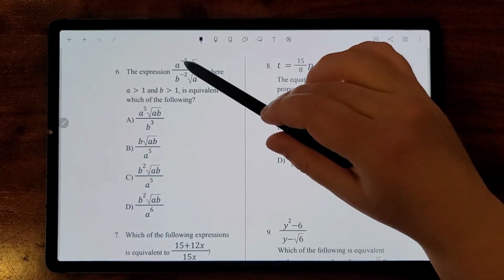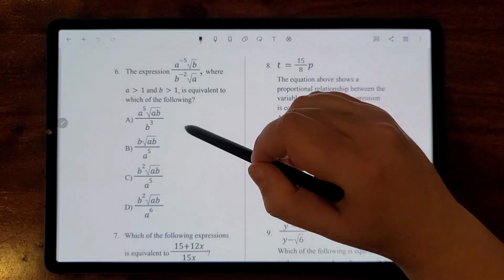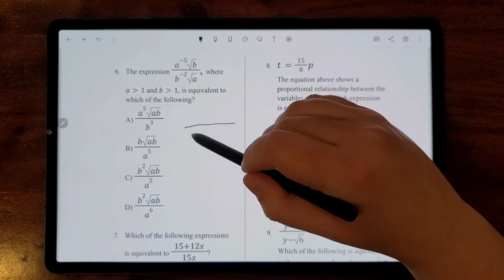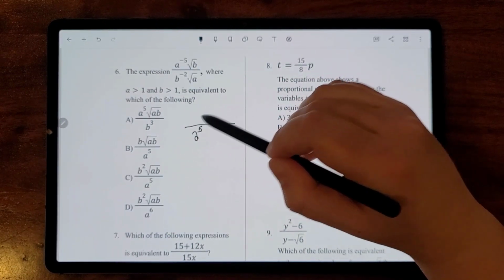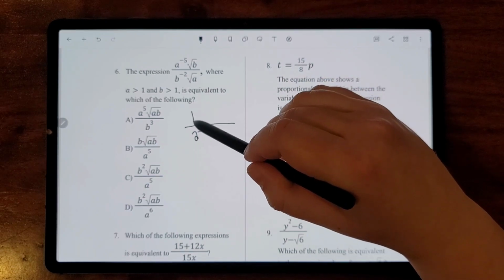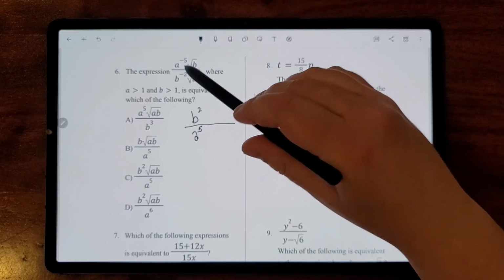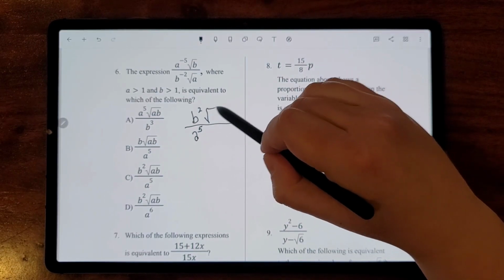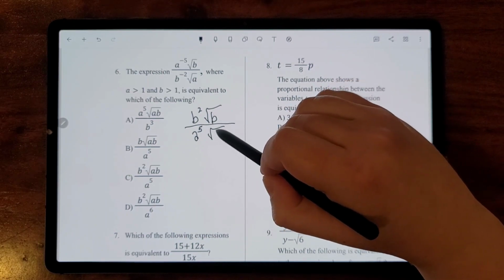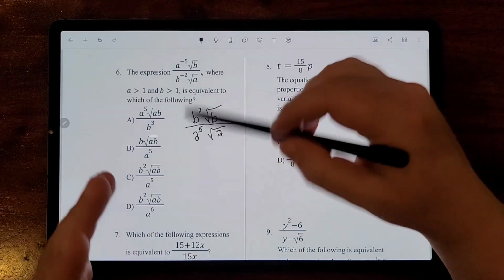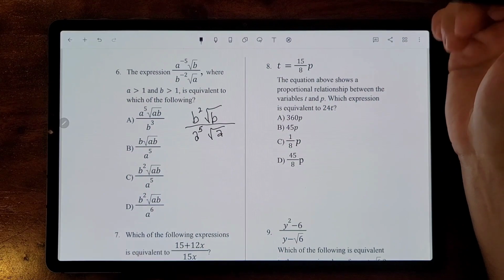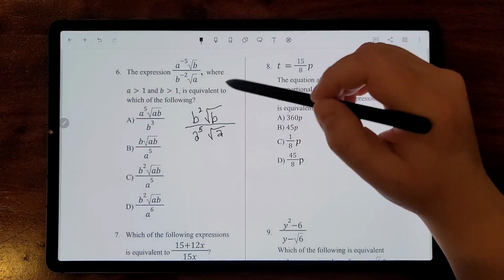So for instance, with a to the negative 5, all I have to do is say, oh, that's just going to be a to the positive 5 on bottom. And the same thing with b to the negative 2. That's b to the positive 2 on top. Or you could use the whole negative exponent rule and do all the multiplication. You're going to get that anyways, but that's just a little trick.